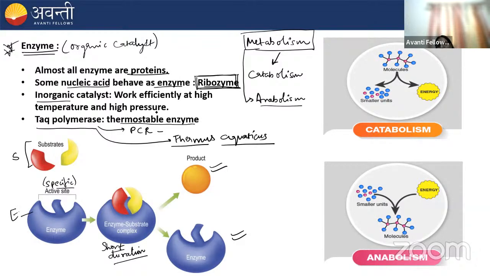Catabolism: when a complex molecule is broken down into simpler molecules, and in this process energy is released. Why is the energy released? Because the bonds break. When the bonds break, energy is released. Anabolism: when simpler molecules form a complex. When simpler molecules join together and form a complex molecule, in this process energy is absorbed. So it's an endothermic process, because bond formation takes place, and bond formation will require energy.